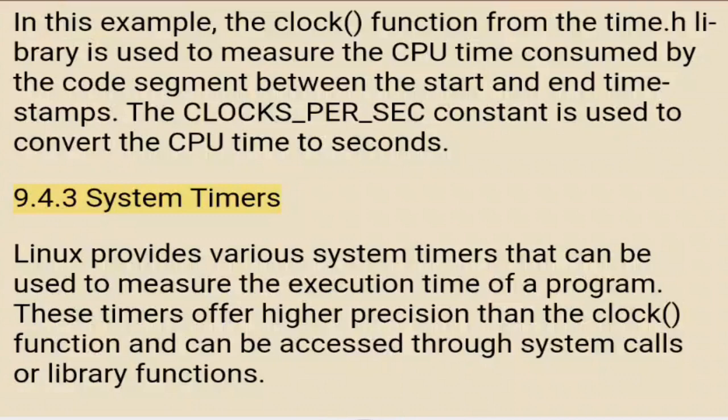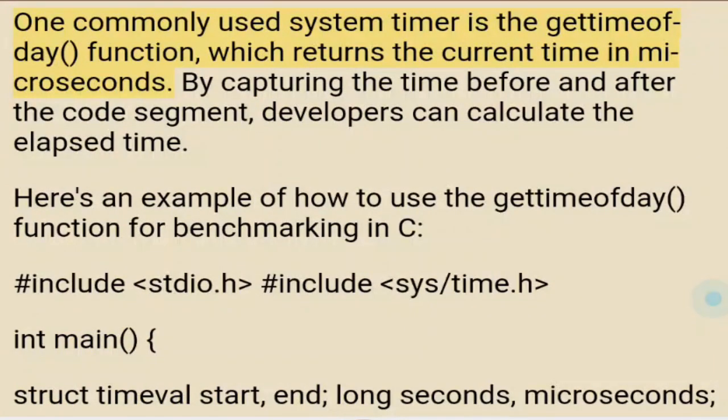9.4.3 System timers. Linux provides various system timers that can be used to measure the execution time of a program. These timers offer higher precision than the clock function and can be accessed through system calls or library functions. One commonly used system timer is the gettimeofday function, which returns the current time in microseconds. By capturing the time before and after the code segment, developers can calculate the elapsed time.